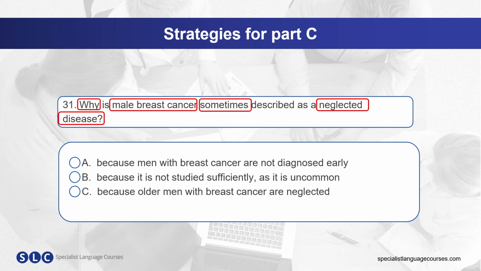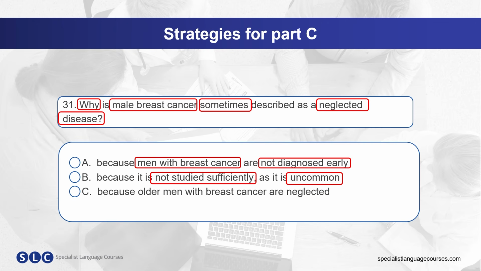If we look at the options, A deals with diagnosis. For this answer to fully answer the question, it would have to give information about late diagnosis contributing to male breast cancer being a neglected disease. Option B addresses how uncommon the disease is, resulting in it not being studied sufficiently. For this option to fully answer the question, it would have to give information about how rare or uncommon and lack of studies contribute to male breast cancer being a neglected disease.